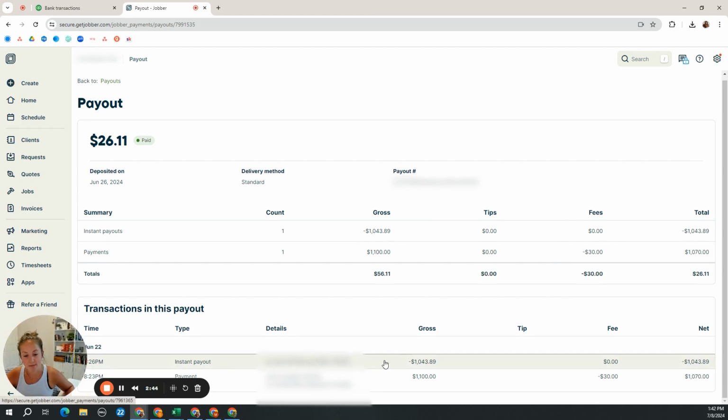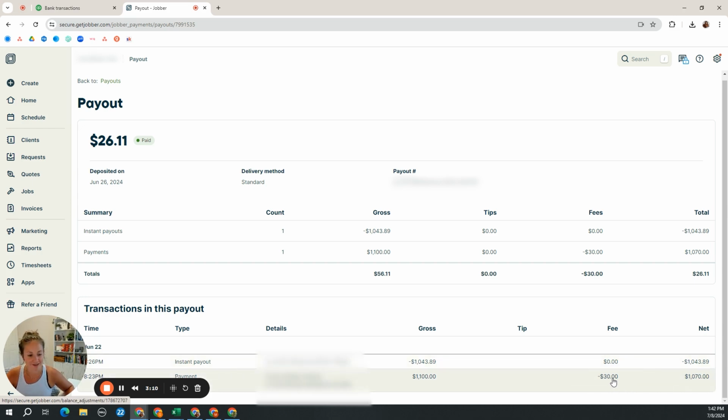I see this instant payout of $1,043.89, which is the exact same amount that we received in the other line item. I can see the payment information of who it was from, the total, and I can see the fee for this invoice. So what I want to highlight for you right now is we received $1,043.89. The invoice total was $1,100.